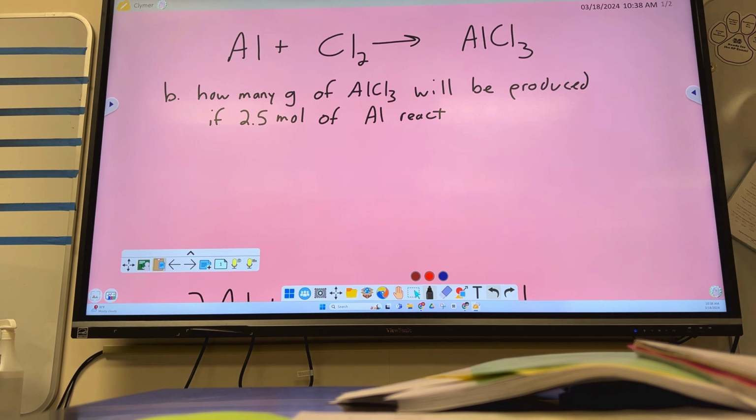So here we have a moles to mass problem. What do you fundamentally notice is different about this particular question, question B, from what we've been doing on the front and back side here? Grams. There is grams added in here. How many grams of aluminum chloride will be produced if 2.5 moles of aluminum react? So what's the first thing we have to do? Balance this equation.